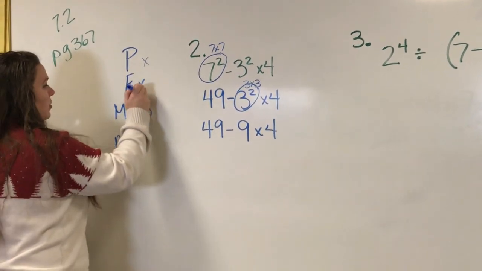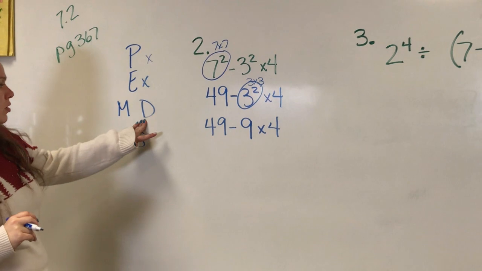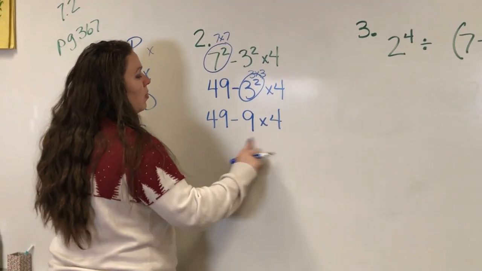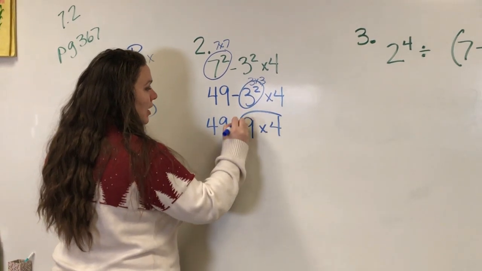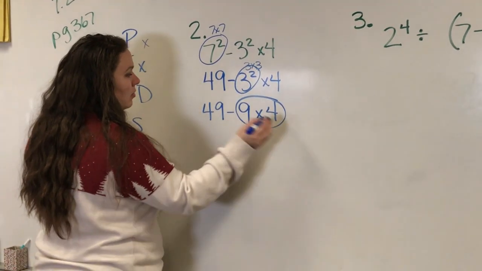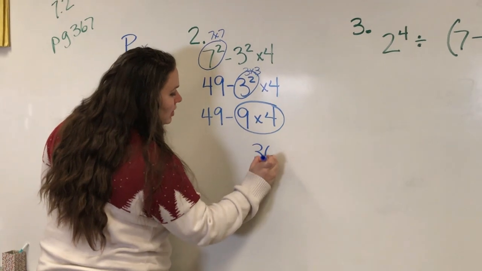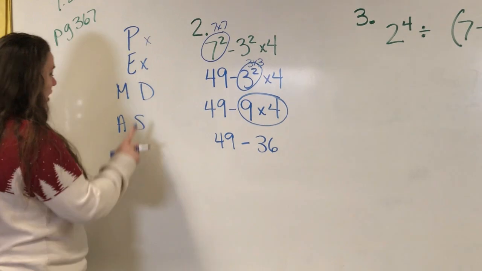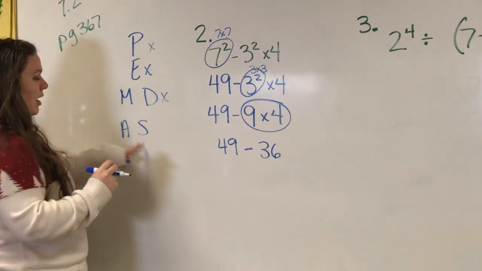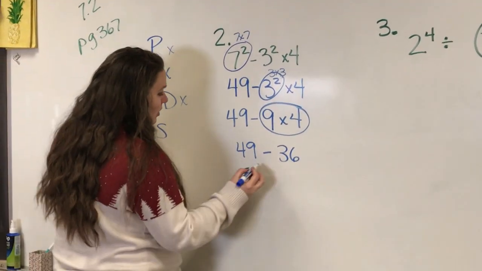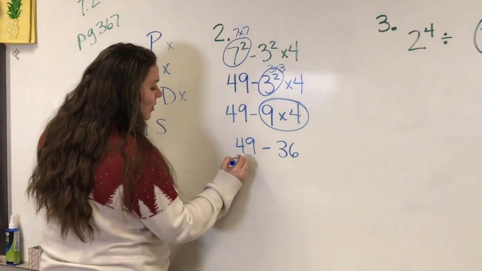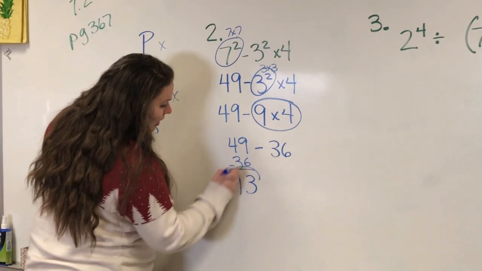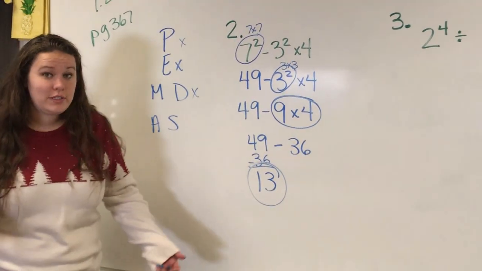I'm done with exponents. Multiplication or division. Is this a multiplication problem or a division problem? Multiplication or division? Yes. 9 times 4 is 36. Rewrite the problem. And, oh, we did that one. And adding or subtracting, it's the only thing that's left. I can't subtract that way. I have to subtract this way. So, just rewriting the problem, my answer should be 13.